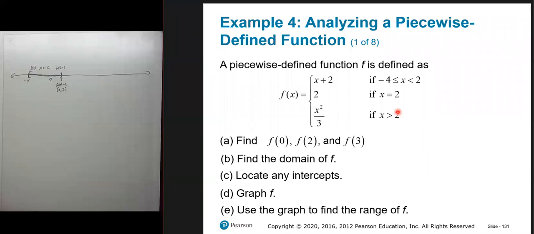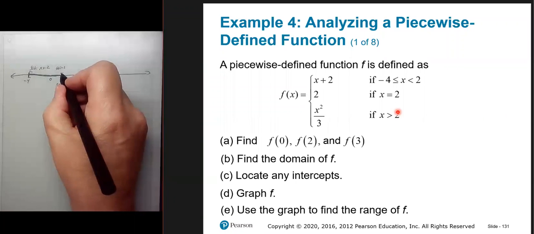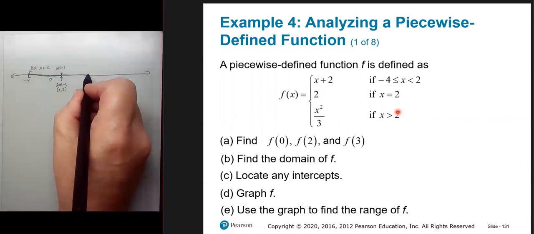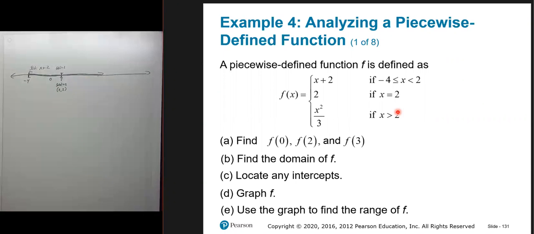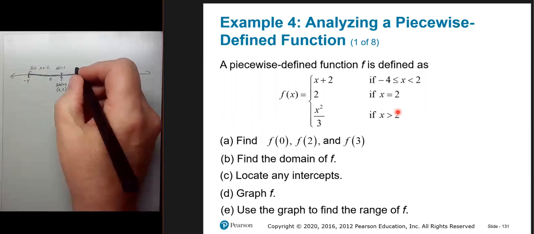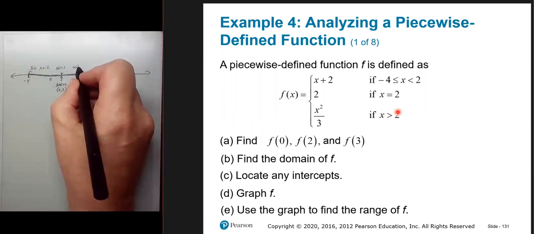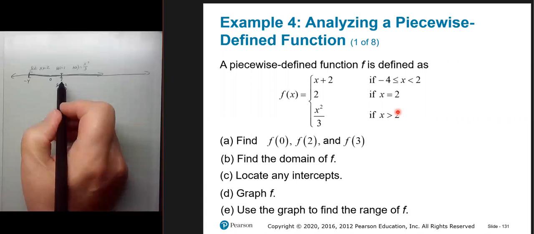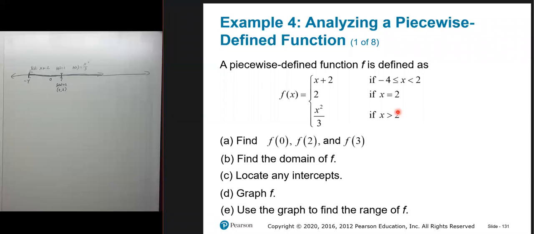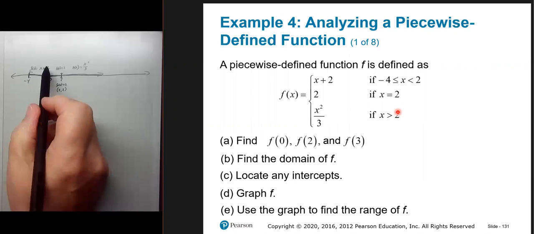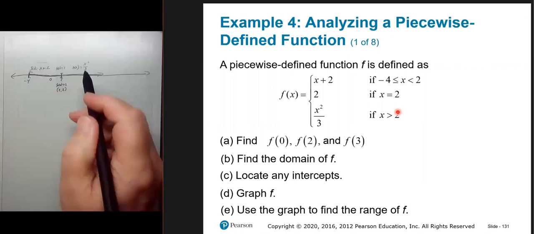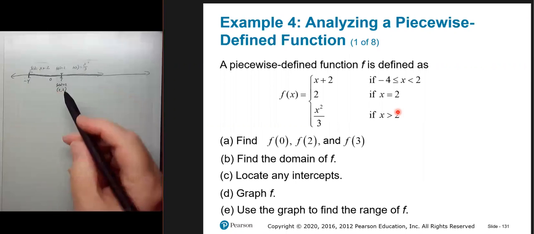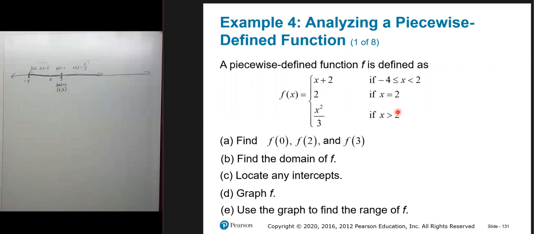Now, once we get on the other side of 2, going up this way, we use another function, f of x equals x squared divided by 3. So 2 is a boundary point. It's not included in the lower portion of the domain, and it's not included in the upper portion of the domain. It is the middle domain.